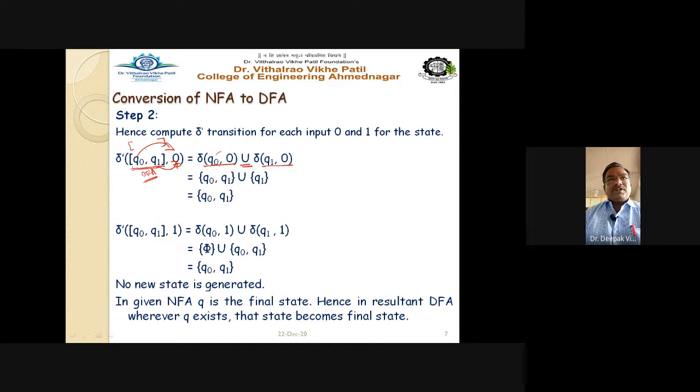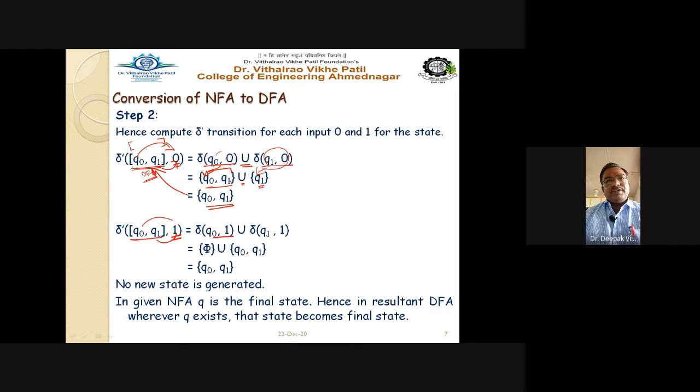So delta q0 on 0, delta q1 on 0. Delta means transition from q0 on input 0. The answer is q0, q1 again, because from the transition table you can find that q0 on 0 goes to q0, q1 again, and q1 on 0 has a transition to q1 itself. So there is a union of q0, q1 union q1. The result is q0, q1, but this is already available. q0, q1 is not a new state, the state is already available with us, right? So there is no question. Then delta dash q0, q1, take another input that is equal to 1, split it: q0 on 1 and q1 on 1.